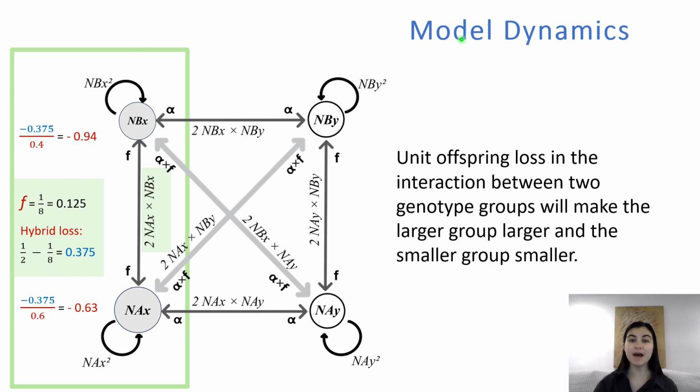In order to have the maximum amount of pre-mating reproductive isolation, we need the NAX group and the NBY group to be large, and the NBX and the NAY groups to get smaller. In this way, the majority of individuals in resource niche A will have the X mating bias allele, and the individuals in niche B will have the Y mating bias allele, maximizing reproductive isolation between the individuals of the two resource niches.